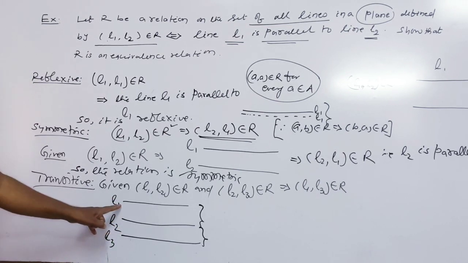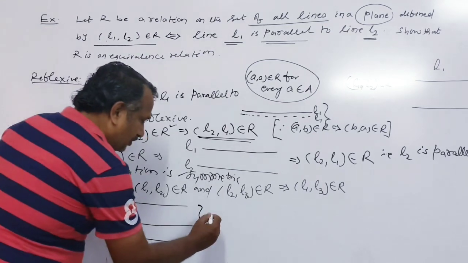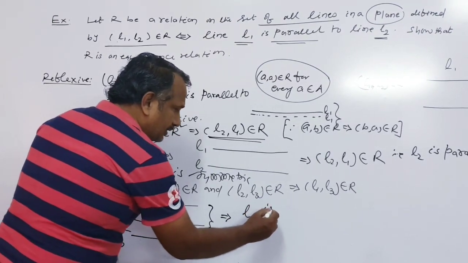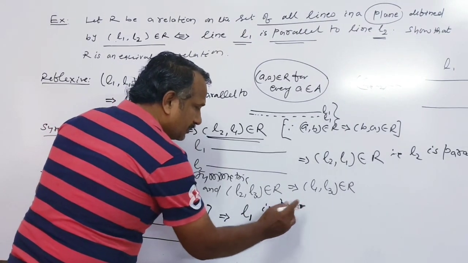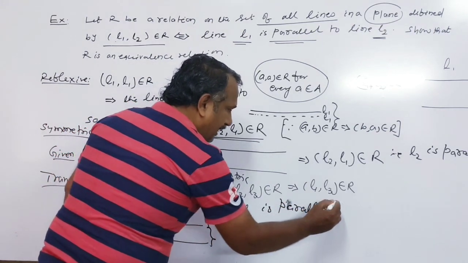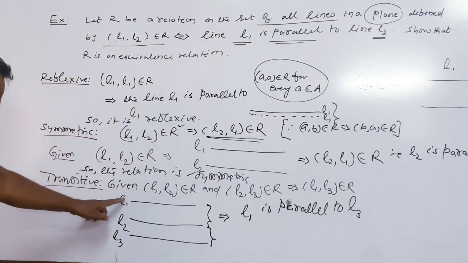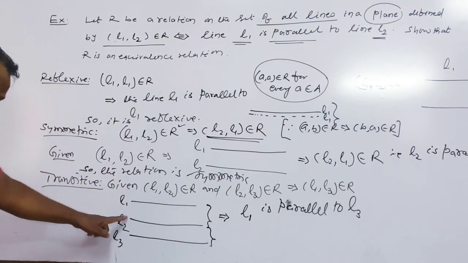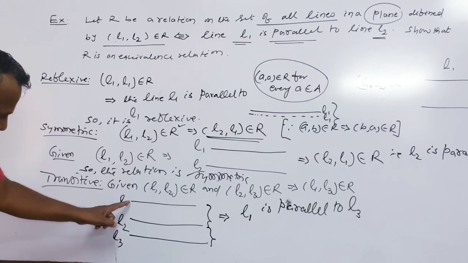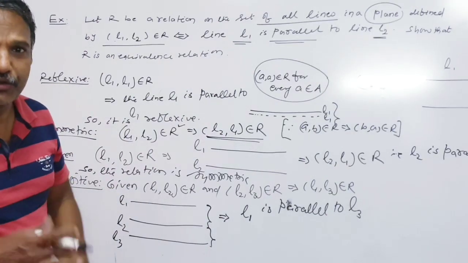That means L1 is also parallel to L3. So the line L1 is parallel to L3. See the picture. Now L1 is parallel to L2, L2 is parallel to L3. If you combine these three, we get L1 is also parallel to L3. That means all three lines are parallel to each other.